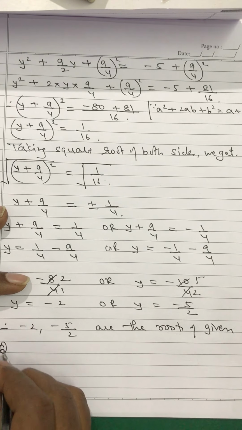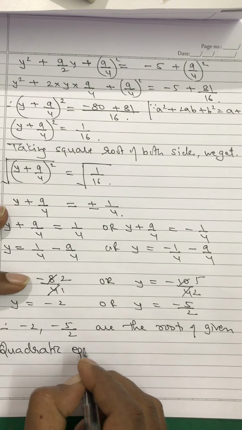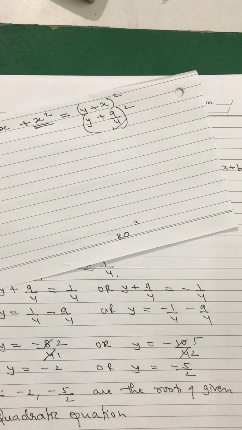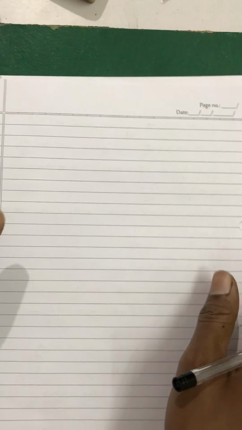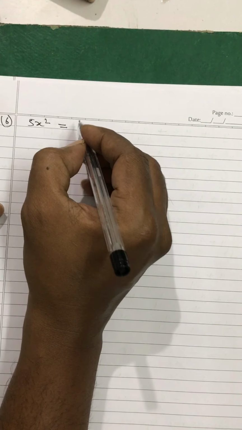Fine. So therefore minus 2 and minus 5 upon 2 are the roots of the given quadratic equation. Fine, my dear students. So with this we have gone through question number 5, and now the last question of this exercise, that is question number 6, which asks us to find the roots of the equation.